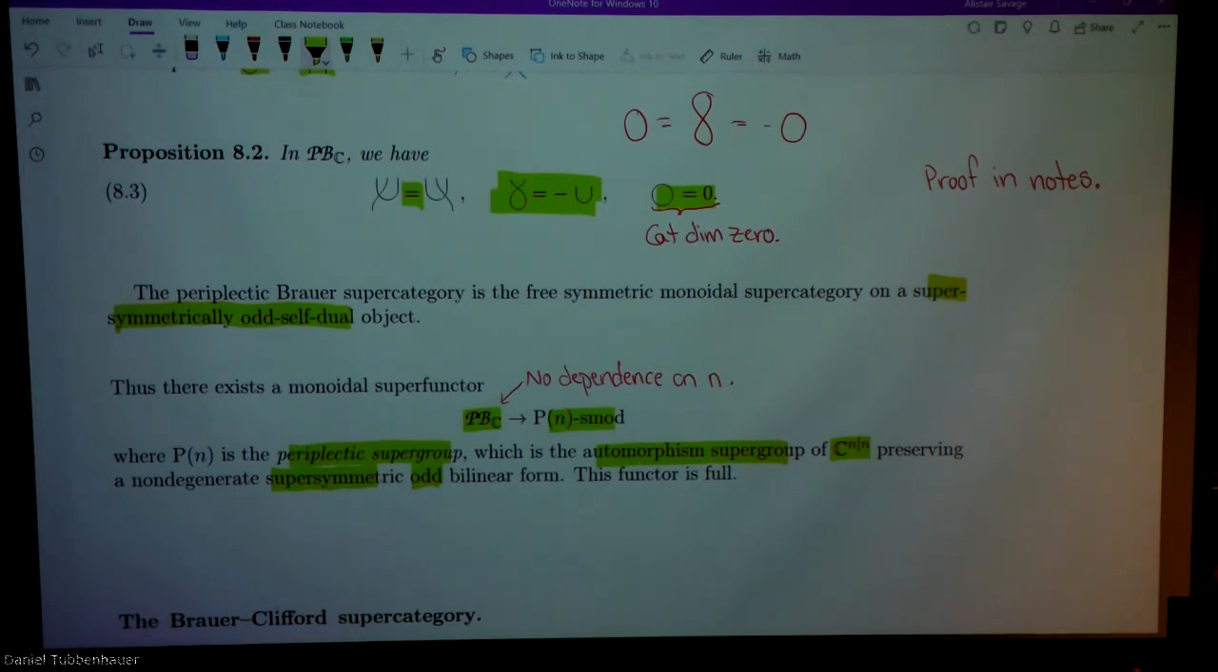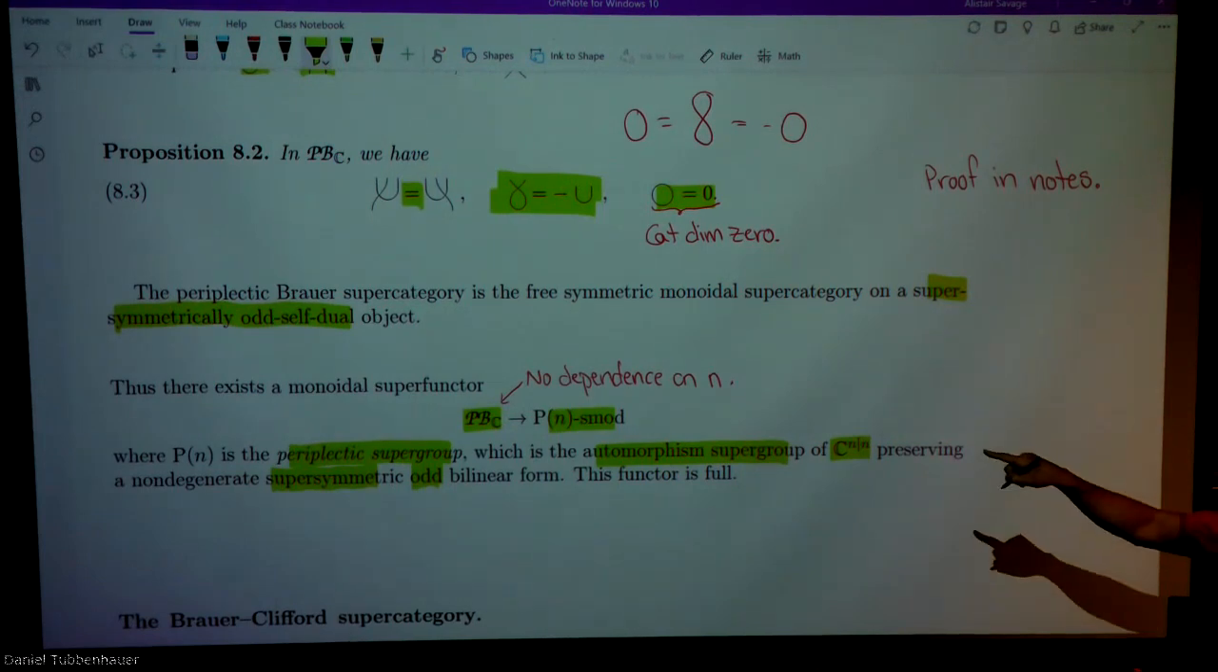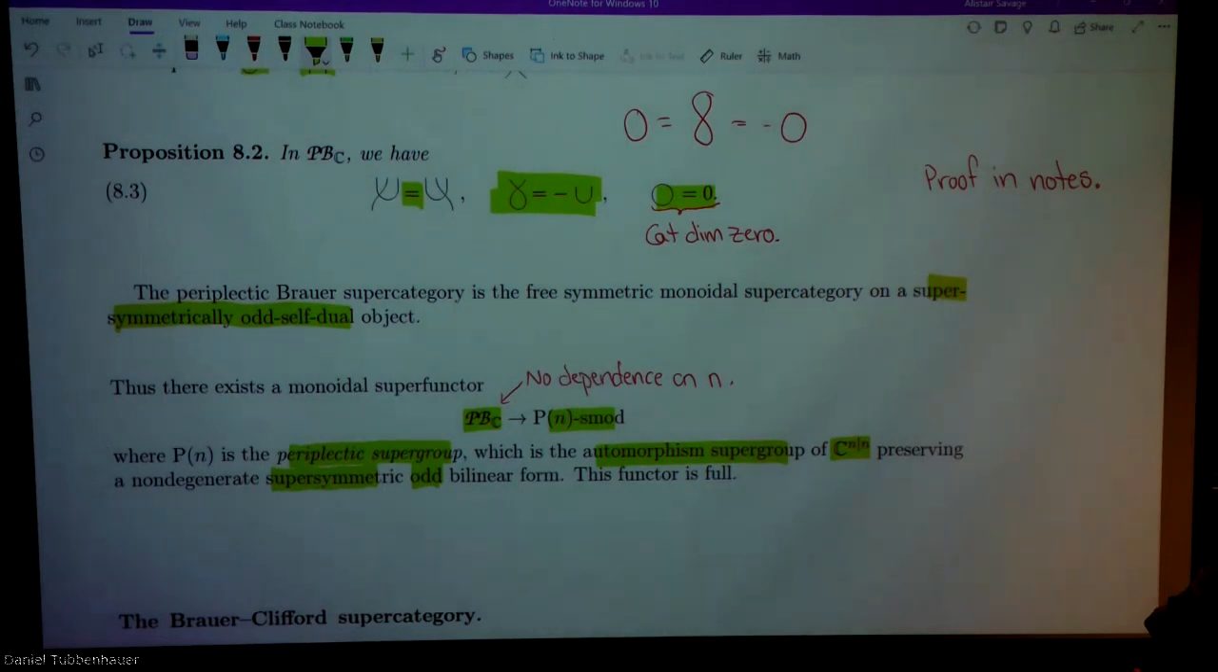Notice one thing that's sort of interesting here. The paraplectic Brauer category does not see this n anywhere because the categorical dimension is always 0. It's the same category that goes to all of these, and it's full over the complex numbers. So you might think, well, how can that be? That means all the representation theory of all these is the same. Well, it's not. It's because the kernel of these functors depends on n. So it's the same functor that is full onto all of these categories, but has different kernels.